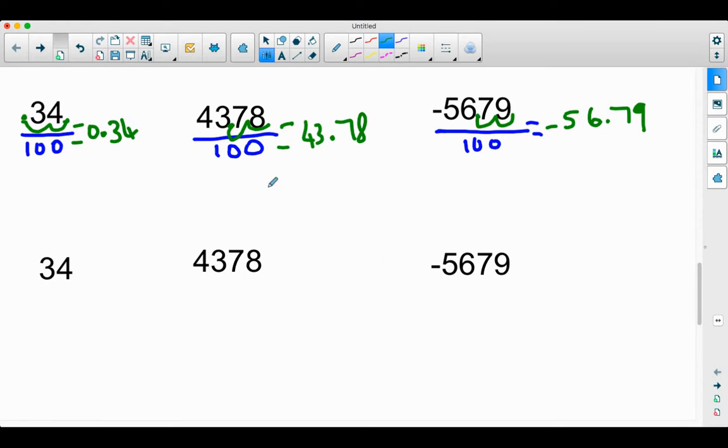We are now going to be dividing by 1,000. So 34 divided by 1,000. Now we are going to move the decimal point 3 places to the left. So that would be 1, 2, 3. Note, we don't have any more digits, so we'll add a 0 right here. Okay, so that would be 0.034.